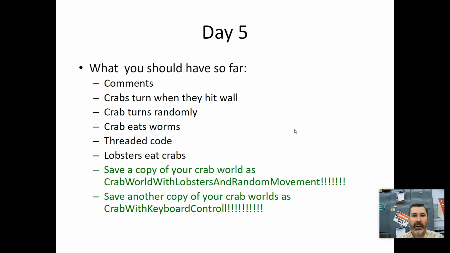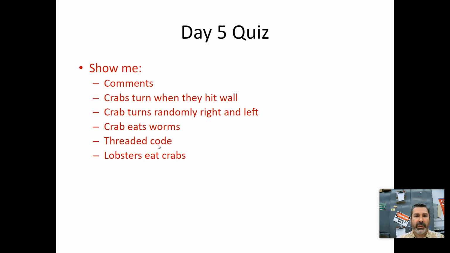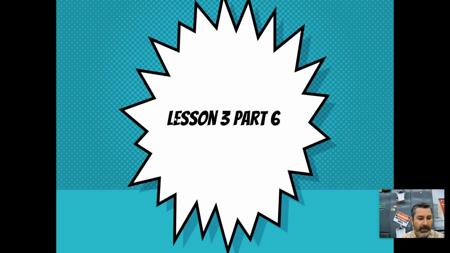And then the next thing we're going to do is keyboard control. All right, so here's what you should have so far: comments, crabs that turn when they hit the wall, a crab that turns randomly, crabs eat worms, threaded code, lobsters eat crab. So that's what we should have so far. Here's a quiz. Don't do this until I'm doing a live spiel. I'll ask for this live when I'm quizzing everybody. Okay. All right. Let's go.